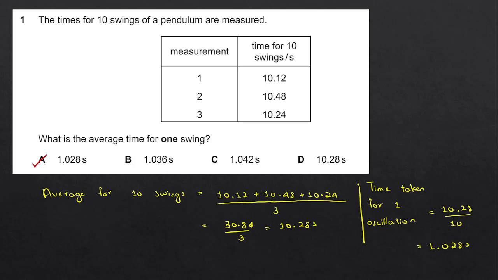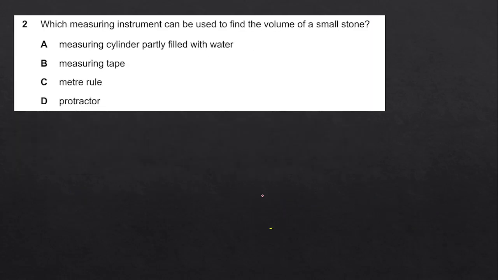Alright, let's look at the second question. Which measuring instrument can be used to find the volume of a small stone? The stone is considered to be of irregular shape. So what we need is a partially filled cylindrical beaker. Once we completely immerse the stone, we can find the displaced volume of water, and that would be the volume of stone. The correct answer to this question will be option A.